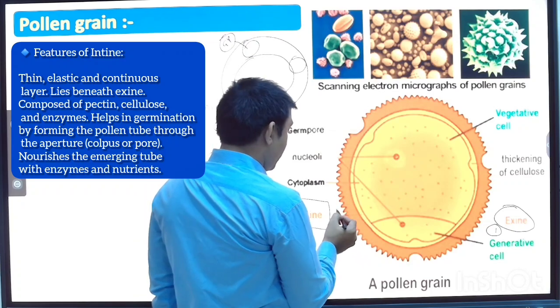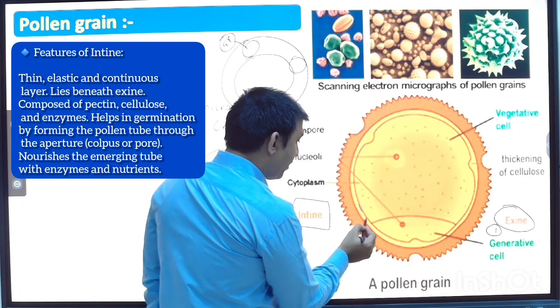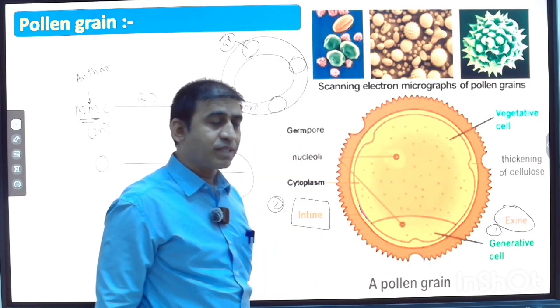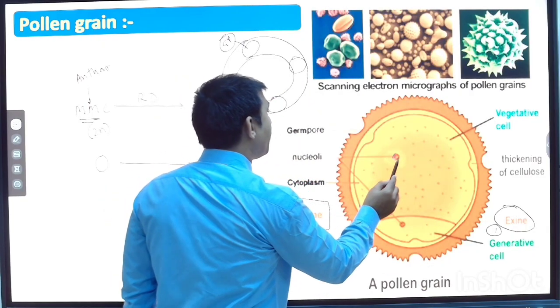Then, after the intine, there will be a plasma membrane. Then inside it we can see the cytoplasm. Then there is the nucleus. In the microspore, the smallest is from Myosotis, whose size is around 2.5 to 3.5 micrometer.